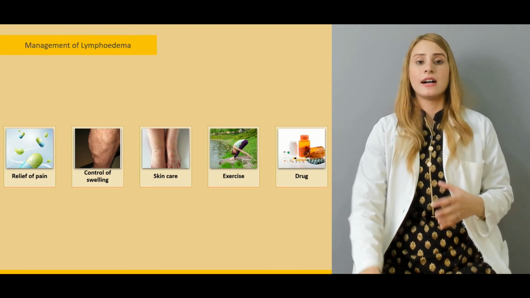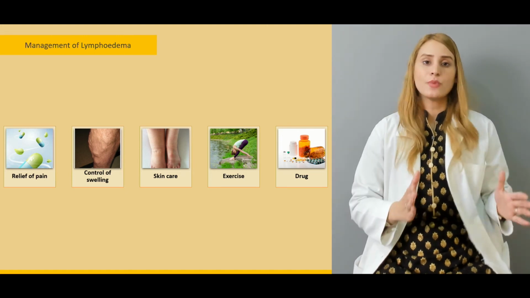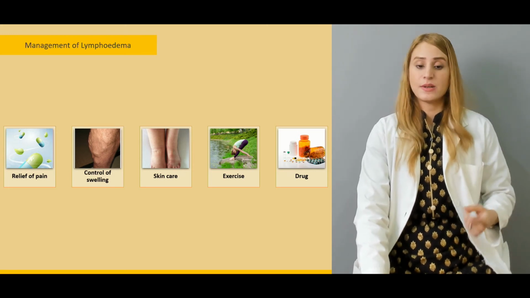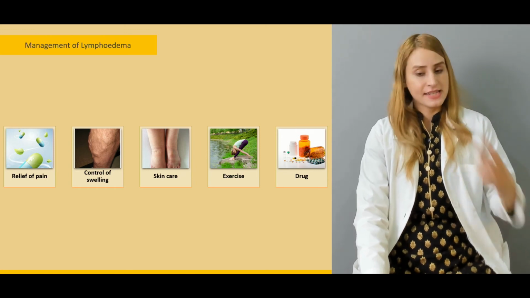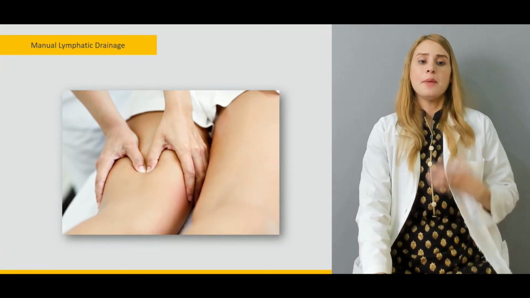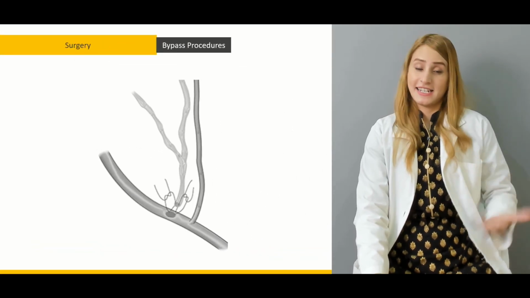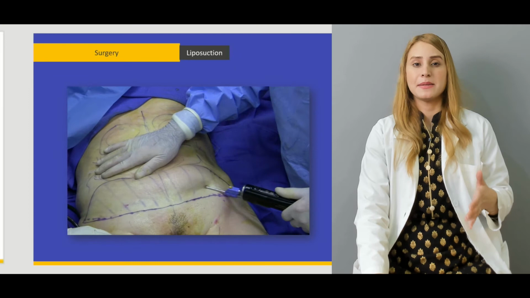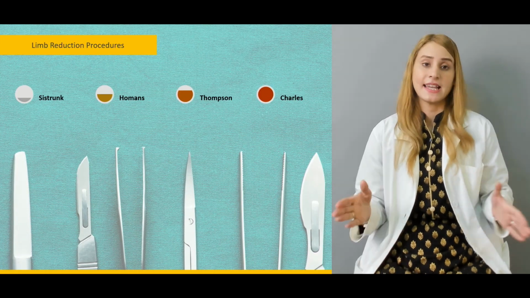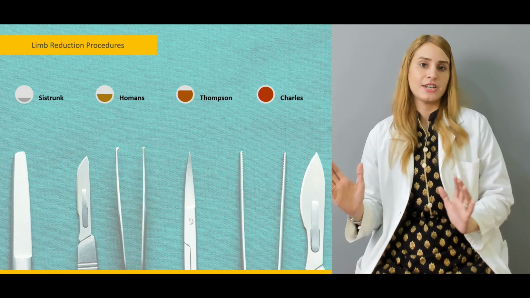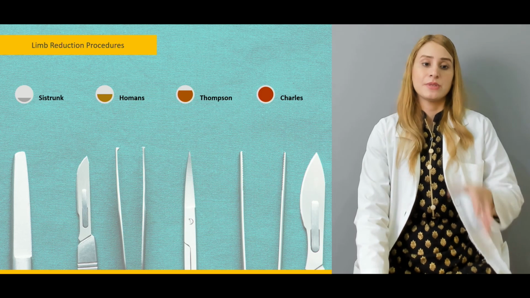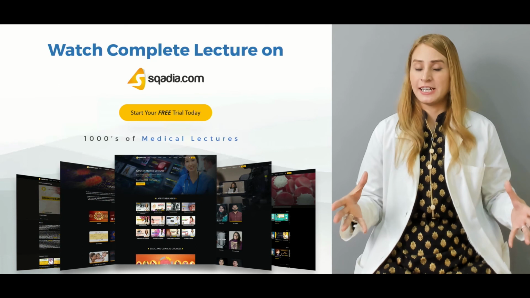Then at the end, we'll be talking in detail about the conservative management and the surgical management of lymphedema. How we're going to control the pain, how we control the swelling, how we care for the skin conditions, what is the role of exercise in that, and some kinds of drugs. Then regarding manual lymphatic drainage, a few things will be discussed in today's lecture. Other than that, we'll be talking about bypass procedures, how liposuction is going to help you in this case. And at the end, we'll be talking about limb reduction procedures in advanced cases, and when and what kind of indications there are in which limb reduction procedures are actually performed.